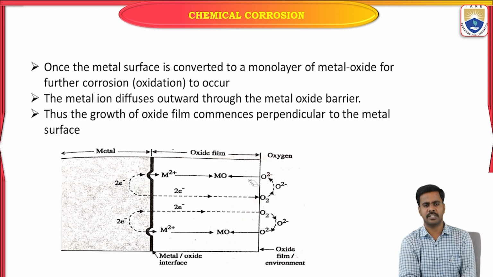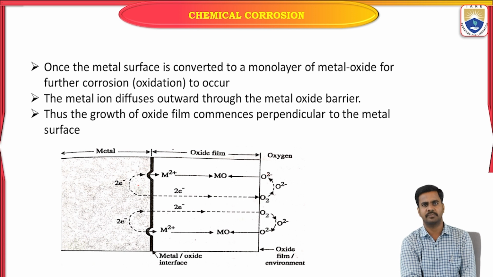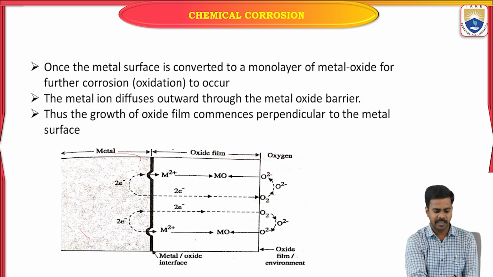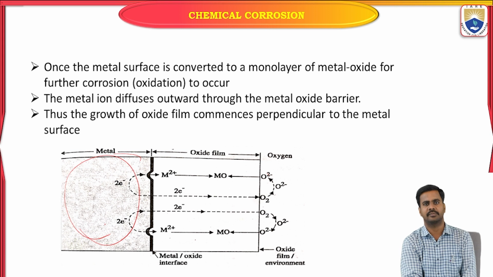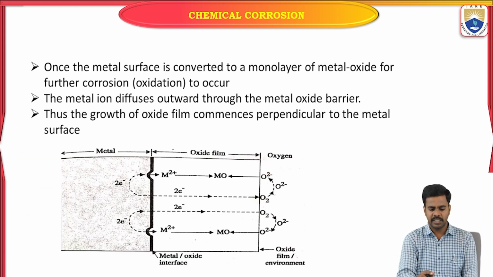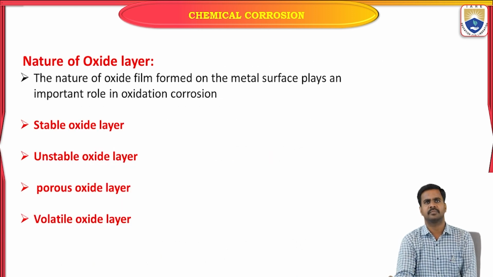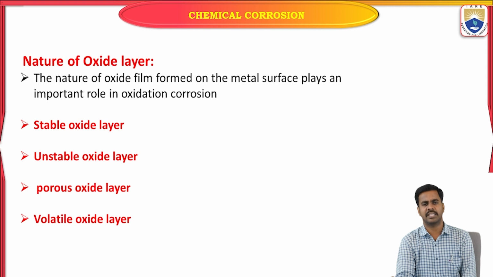Once the metal oxide film is formed on the surface of the metal, it will grow perpendicular to the metal surface. So gradually the metal will undergo degradation. So it depends on the nature of this metal oxide layer. The metal oxide film formed on the surface of the metal plays an important role in oxidation corrosion.